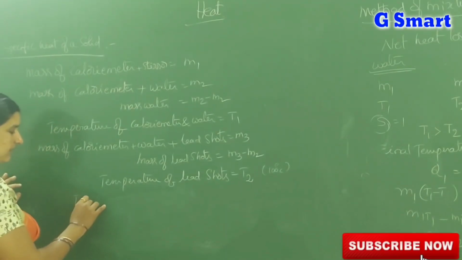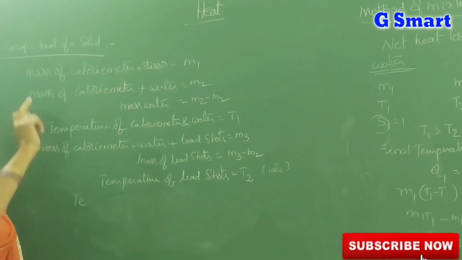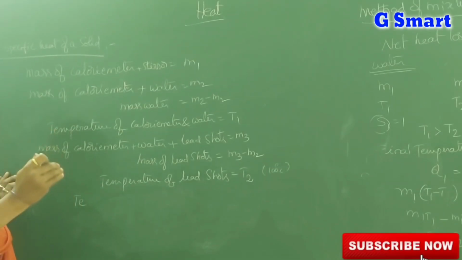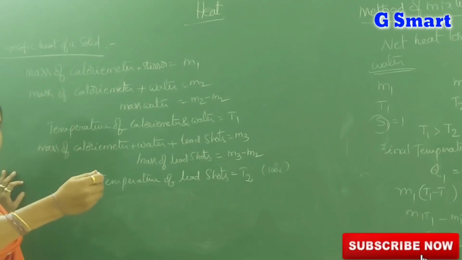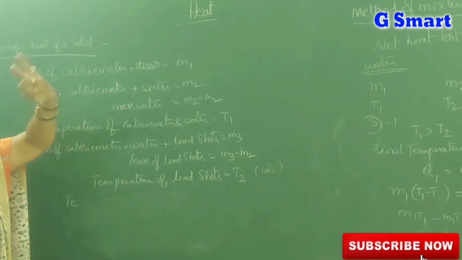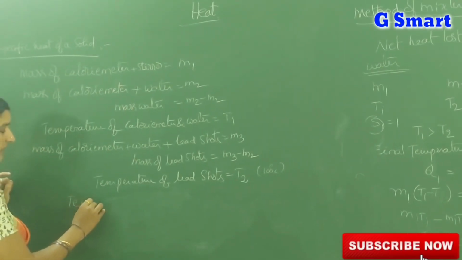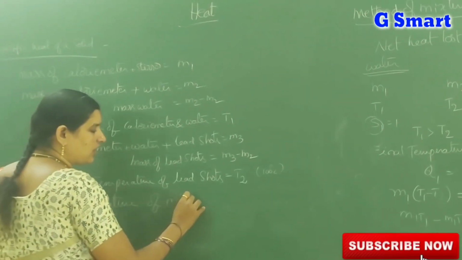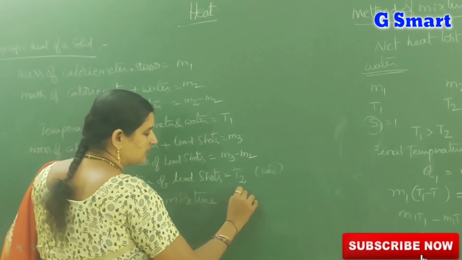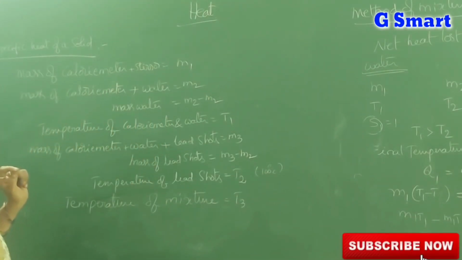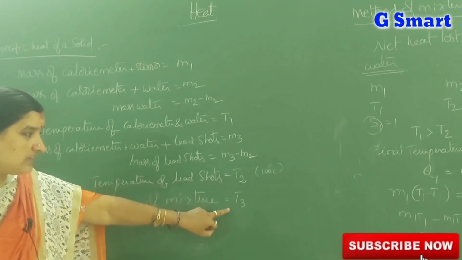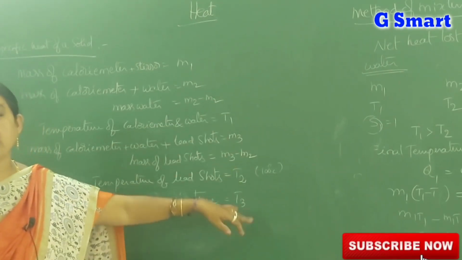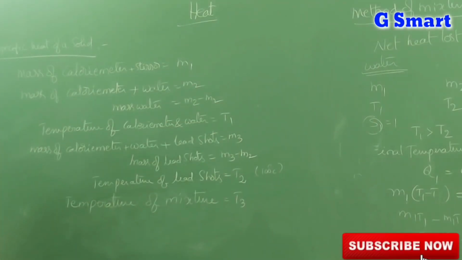Now, thermal equilibrium temperature. When you add lead shots from the steam chamber to the calorimeter, what happens? The lead shot loses its heat and the calorimeter and water gain heat. Therefore, the thermal equilibrium temperature, that means the temperature of the mixture, is equal to T3. What does it mean? From T2 temperature to T3 gradually decreases for the lead shots, and from T1 temperature to T3 temperature gradually increases for the water and calorimeter.